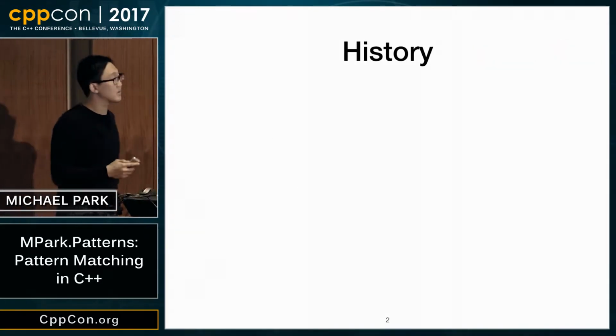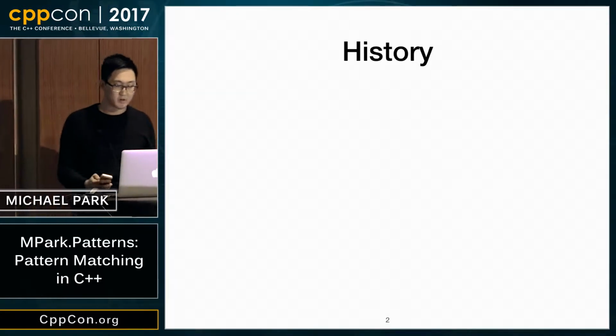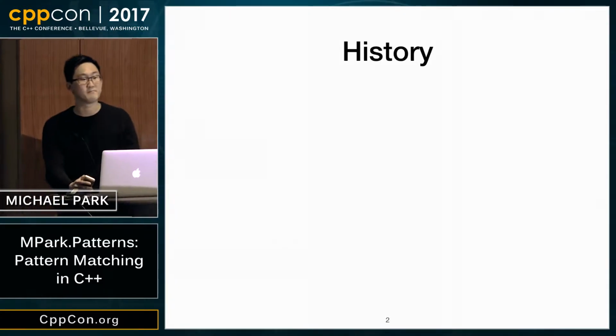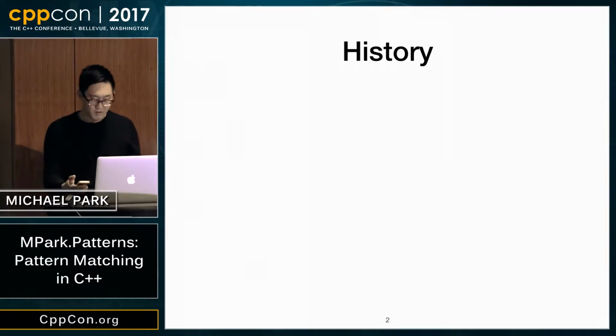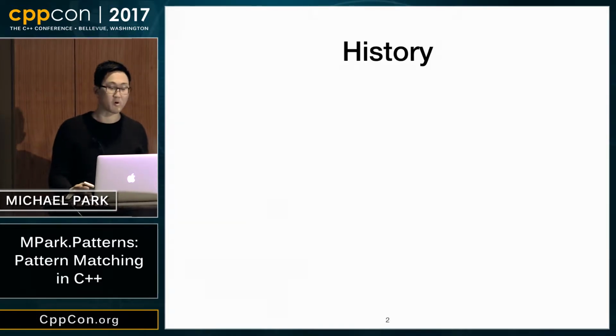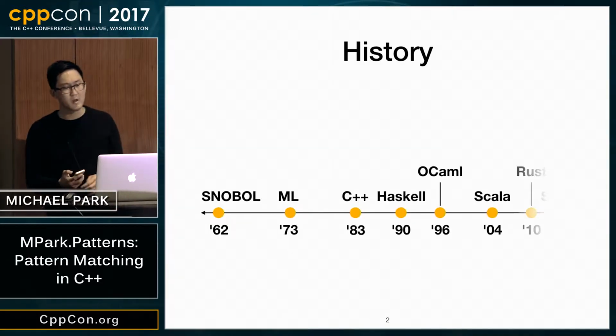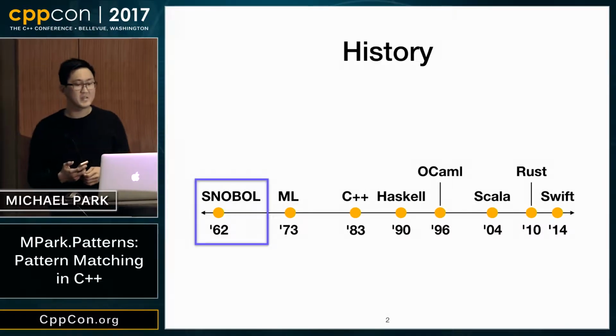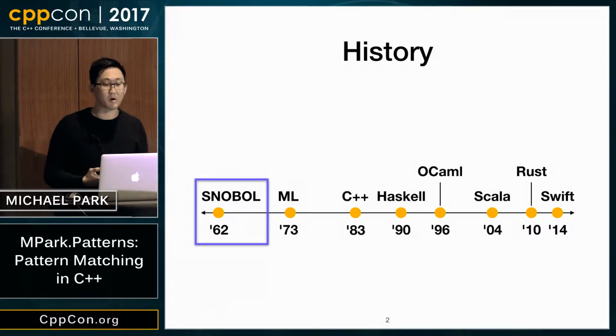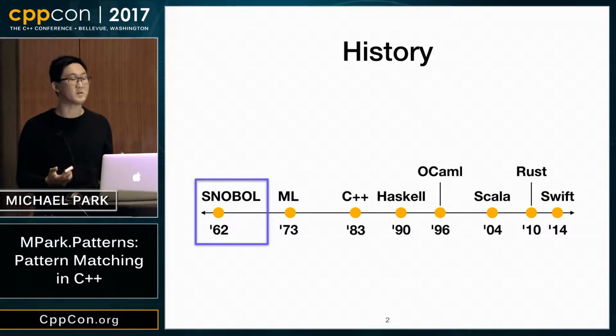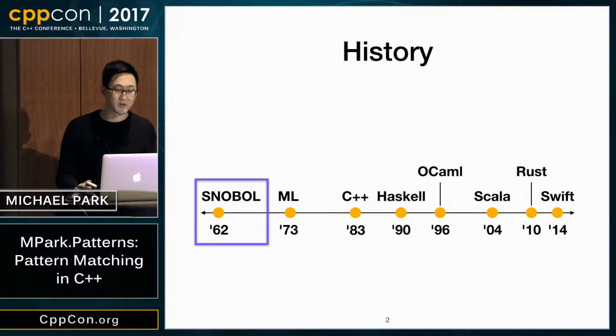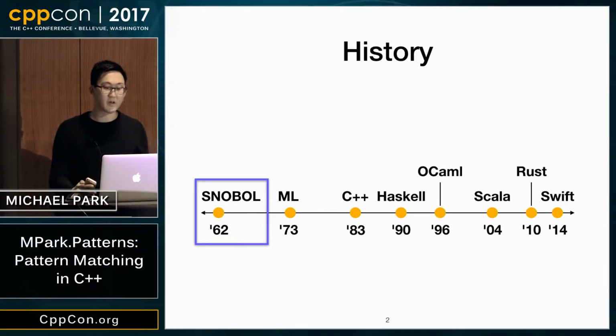So to set the stage for the talk, I'm going to cover a brief history of how pattern matching has gone through history over time in different programming languages. Pattern matching started all the way back in the 1960s, originally with SNOBOL. It provided language level support for pattern matching on strings. Now, SNOBOL was a text and symbol-based programming language, and so this made a lot of sense for them.